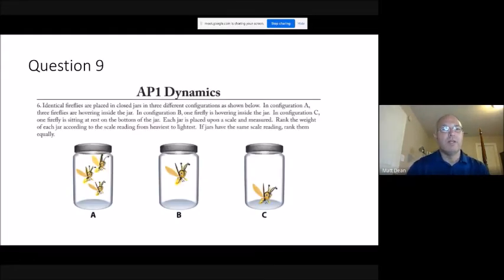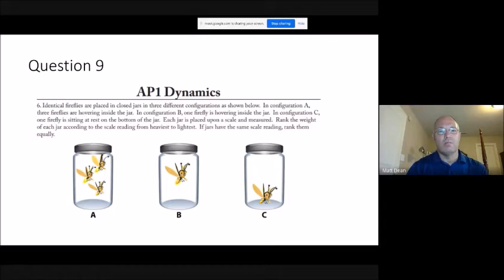All right, now this one's going to be confusing for some of you. So we have some fireflies, identical, put in closed jars, 3 different configurations. So there's 3 in jar A, 1 in jar B, 1 in jar C. The 1 in jar C is just sitting on the bottom. The ones in A and B are flying, and they're just hovering. They're not accelerating. So we want to know, rank the weight of each jar according to the scale reading from heaviest to lightest.